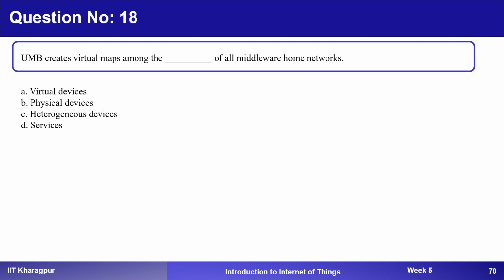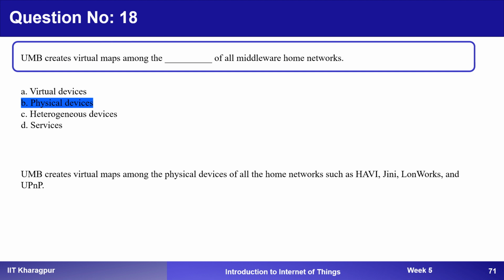The next question is, UMB creates virtual maps among the blank of all middleware home networks. Options are virtual device, physical device, heterogeneous device, services. The correct option for this is physical devices. Basically, UMB creates virtual maps among the physical devices of all the home networks such as Havi, Jini, LonWorks, and UPnP.